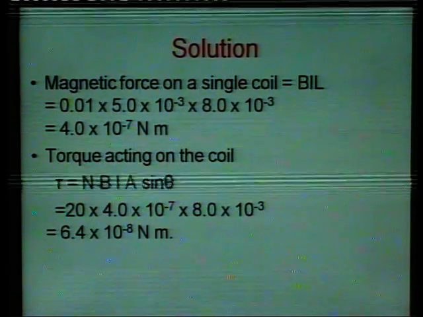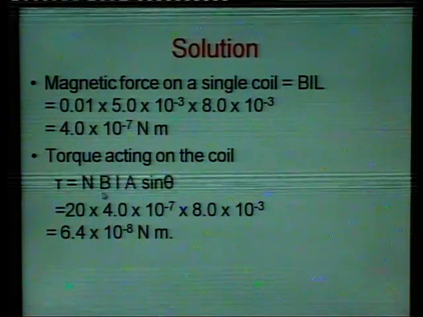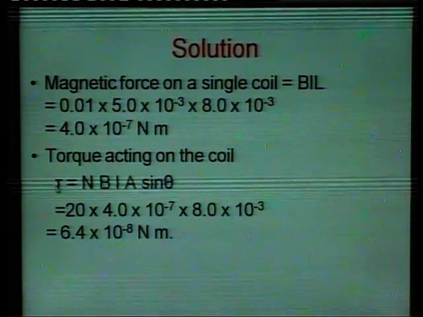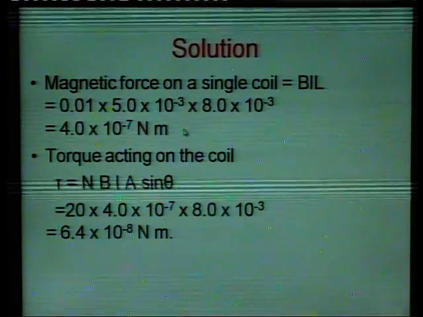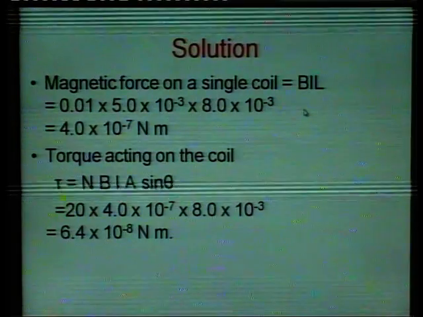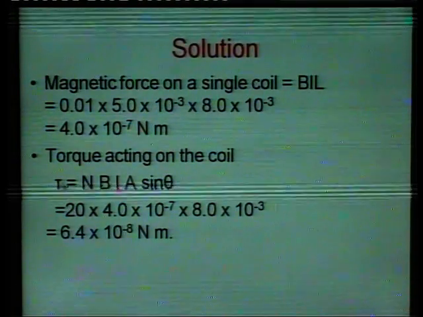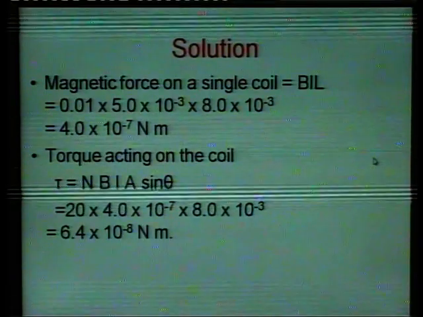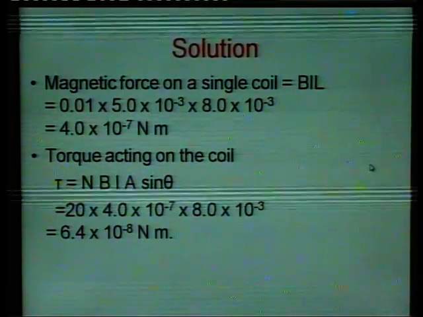So torque can be calculated by using this formula NBIA sin theta, or you can say torque is also force into distance, force into length of the arm. So another formula to find the torque will be force into length of the arm, that is F into R.